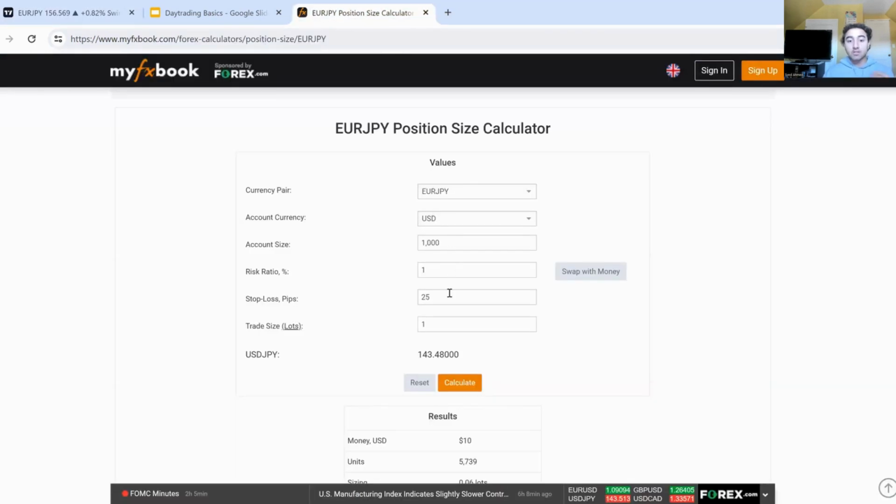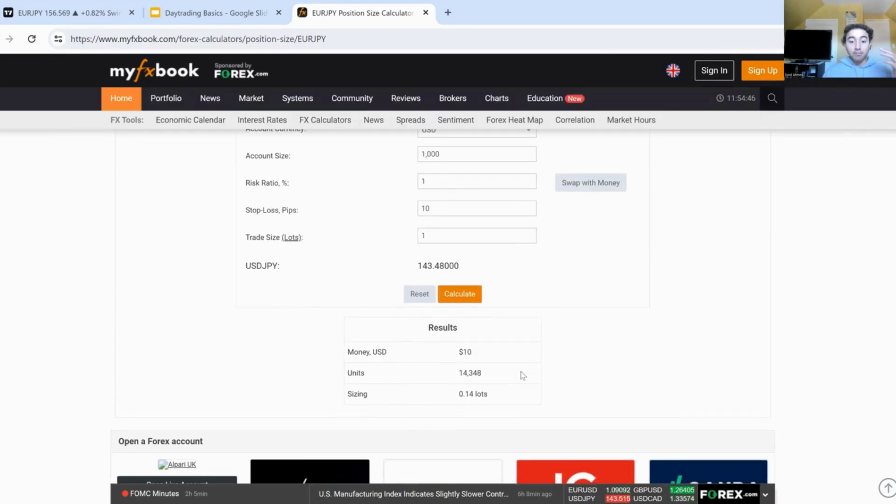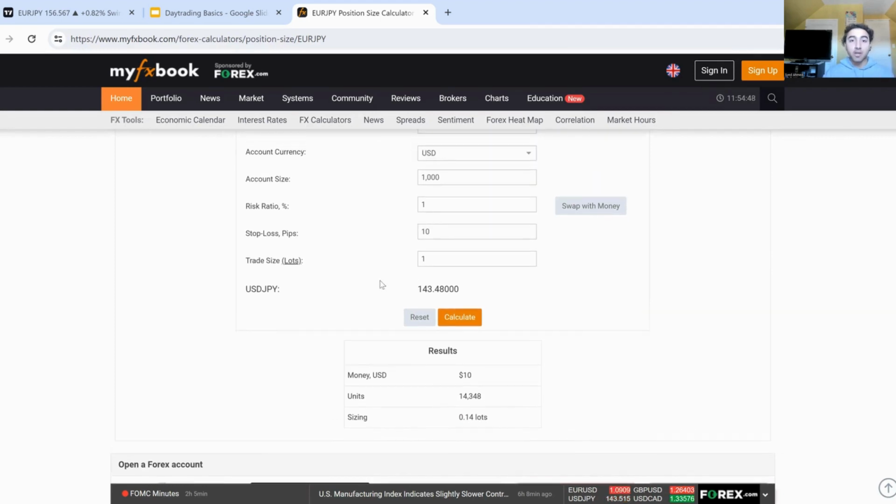Now, coincidentally, guys, look at what happens over here. If we go from 25 pips to 10 pips, what happens? 0.14 lots. So the lot size might be bigger, but now your stop loss is smaller. That means that you're still going to be losing $10 per trade, because lot size and stop loss are inversely correlated. When your lot size gets higher, your stop loss should be getting lower. And on the flip side, when your stop loss goes higher, your lot size goes lower. Hopefully that makes sense.